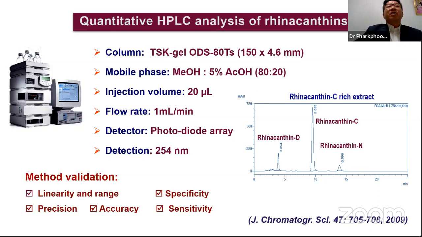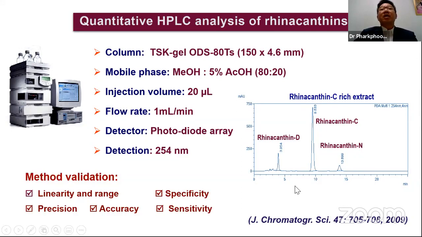So in this case, we established an HPLC method for quantitative analysis of linocantin. There are three major linocantins in the leaf extract, including linocantin C as the major one, linocantin D, and linocantin N. We established HPLC conditions that can simultaneously determine these three compounds in the same injection. And we already did method validation and published it in the Journal of Chromatographic Science.